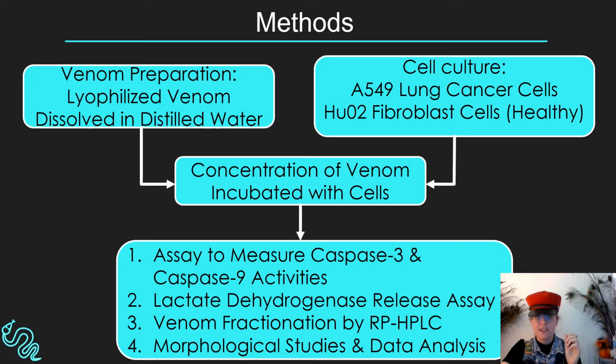Now, for the method section of this article, the researchers were able to prepare the P. persicus venom by dissolving its lyophilized form in distilled water, and they also prepared cell line cultures of A549 and HUO2 in 96 well plates in triplicate form. They then incubated these plates overnight with venom concentrations ranging from 0 micrograms per milliliter to 50 micrograms per milliliter.